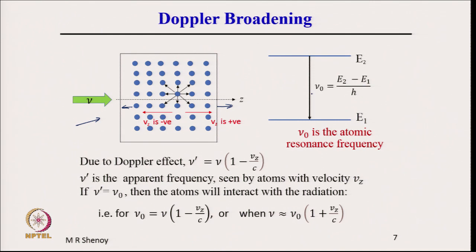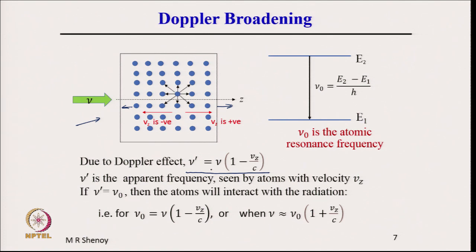If nu 0 is the resonance frequency corresponding to the energy difference between the two levels E1 and E2, that is the atomic resonance frequency, then due to the Doppler effect, an incoming frequency nu would be seen as nu dash, which is equal to nu into 1 minus Vz by C. So, this is due to the Doppler effect.